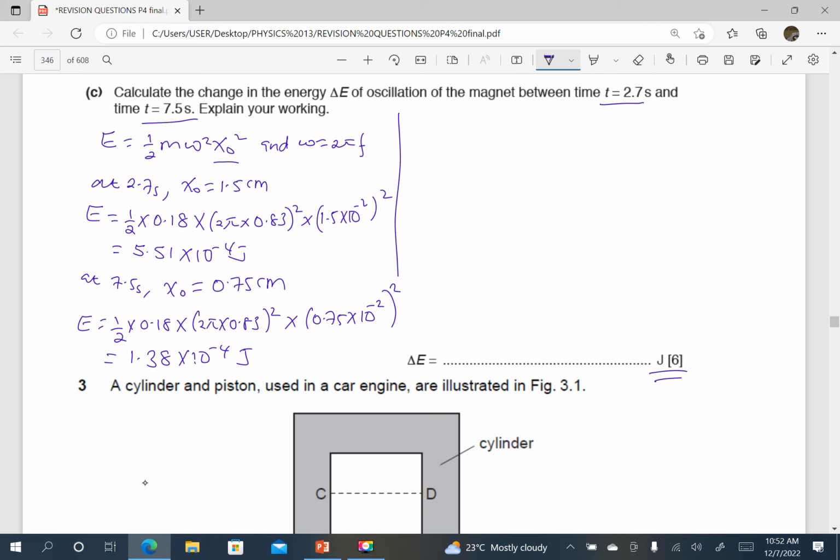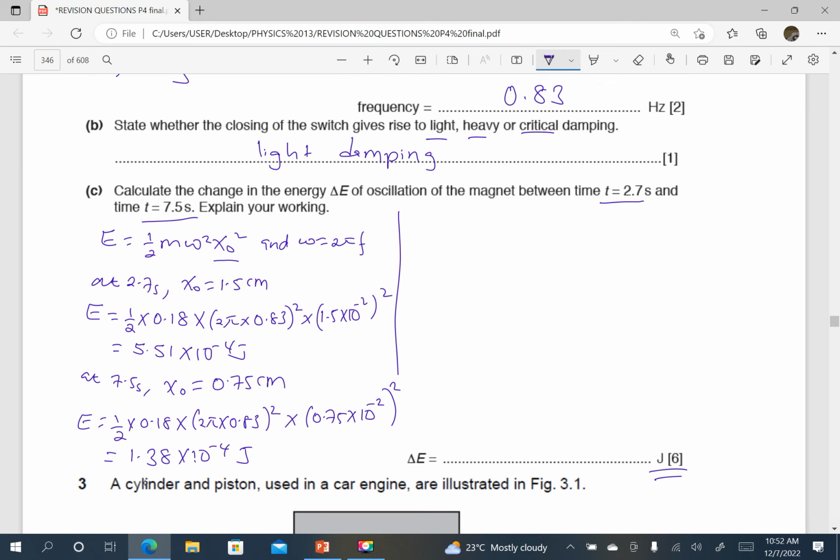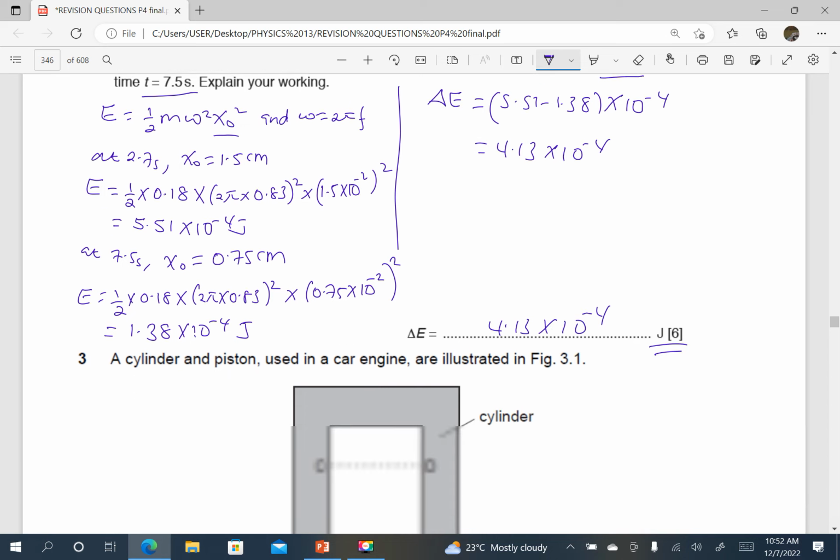So we want the change. The change in energy, I will just say the difference in energy, is going to be 5.51 minus 1.38 times 10 power negative 4. 5.51 minus 1.38 gives us 4.13 times 10 power negative 4. So the change here is 4.13 times 10 power negative 4 joules. So those are the 6 marks. There's nothing much there.